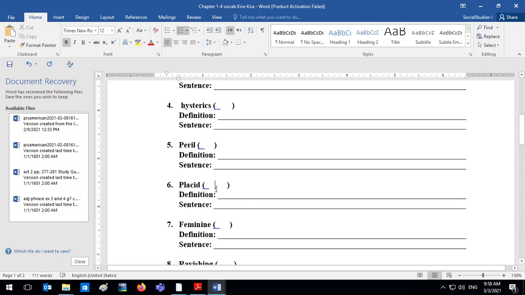Placid means peaceful, calm, like mom. It's an adjective. We mentioned the sentence in class about when you take a vacation, you want to enjoy the placid atmosphere, or the peaceful, calm atmosphere.